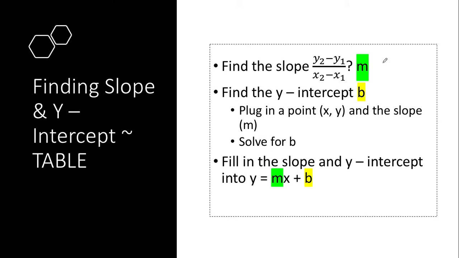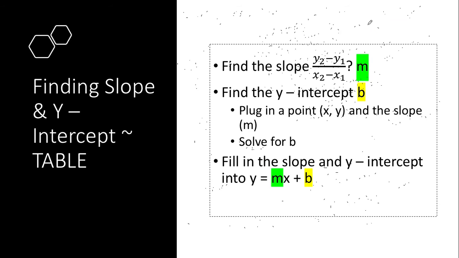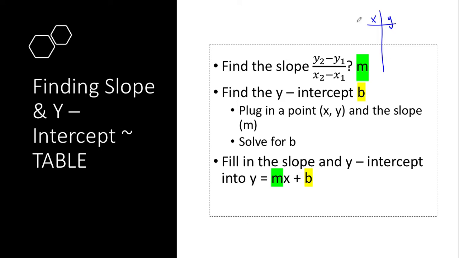To find the slope, remember slope is m, we do y2 minus y1 over x2 minus x1. When I'm looking at a table, you have your x column, your y column, and you have numbers, and you need to label them, put them into your slope formula, and solve. Y-intercept, this is where the algebra part comes in. You're going to plug in a point, plug in the slope, and solve for y-intercept. Then you'll have your equation.